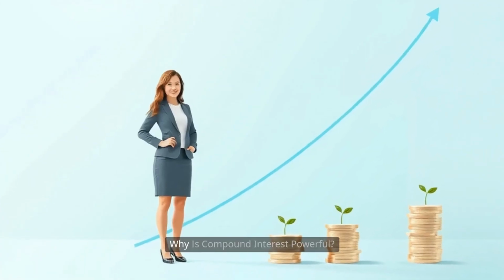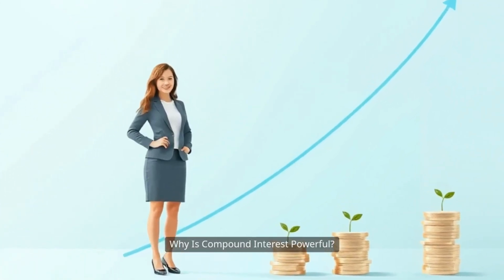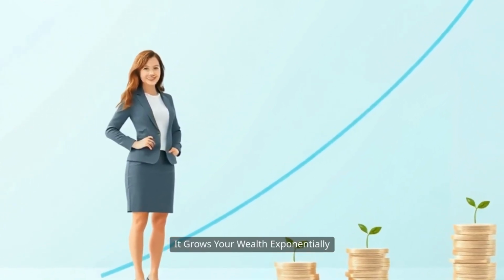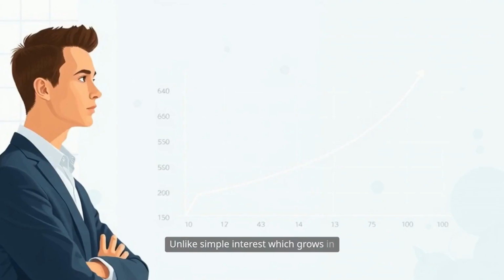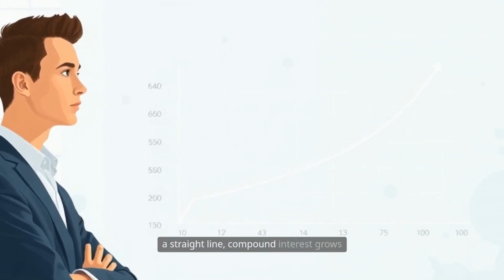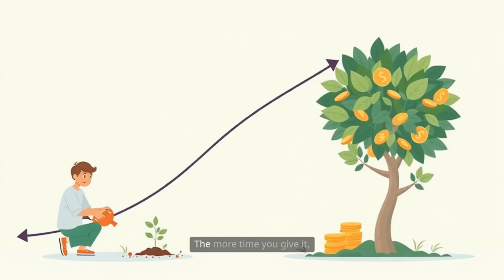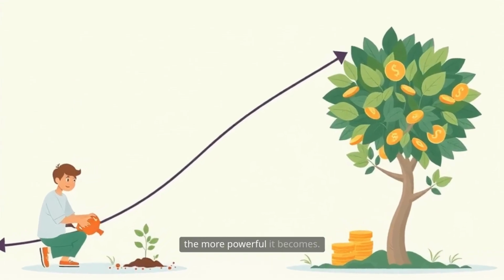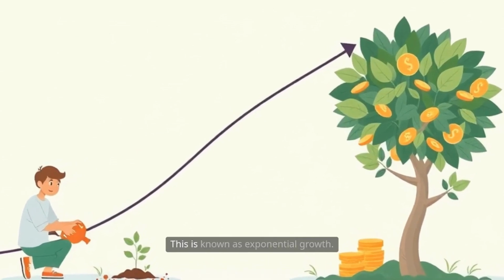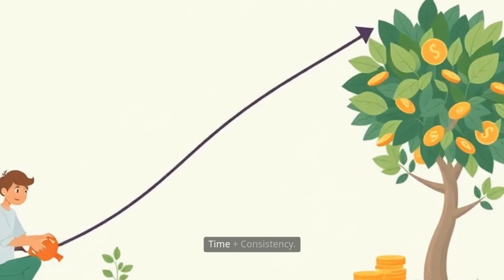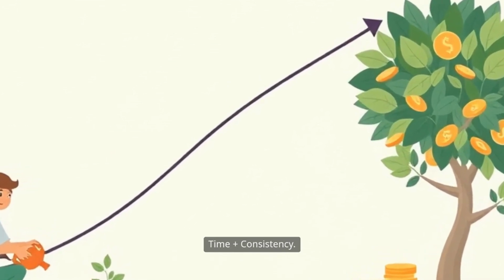2. Why is compound interest powerful? 1. It grows your wealth exponentially. Unlike simple interest, which grows in a straight line, compound interest grows like a curve, accelerating over time. The more time you give it, the more powerful it becomes. This is known as exponential growth. The real secret? Time plus consistency.